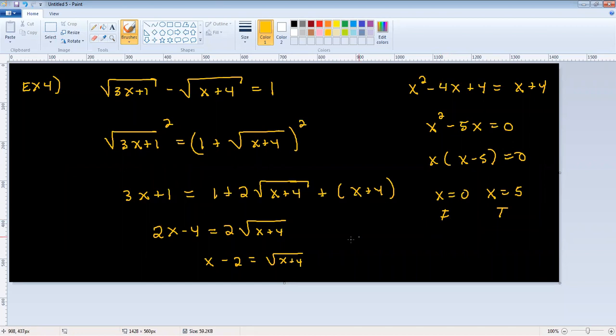Let's check. If I plug in 0, is this true or false? 0 times 3 is 0, plus 1. The square root of 1 is just 1. If I plug 0 in here, I get 2. So I get a statement that's just not true. But what about 5? 3 times 5 is 15, plus 1 is 16. So that's 4, and then 4 minus 3. I think that's going to be true. So this is the only solution right here.